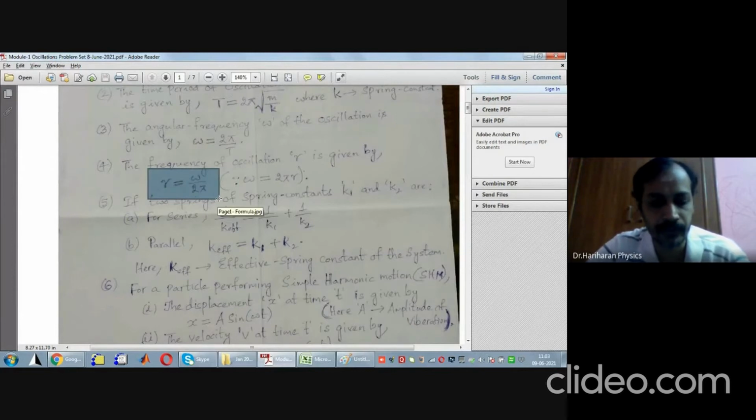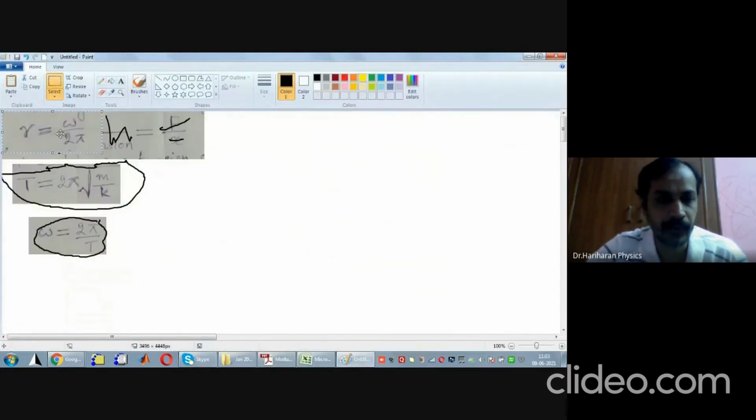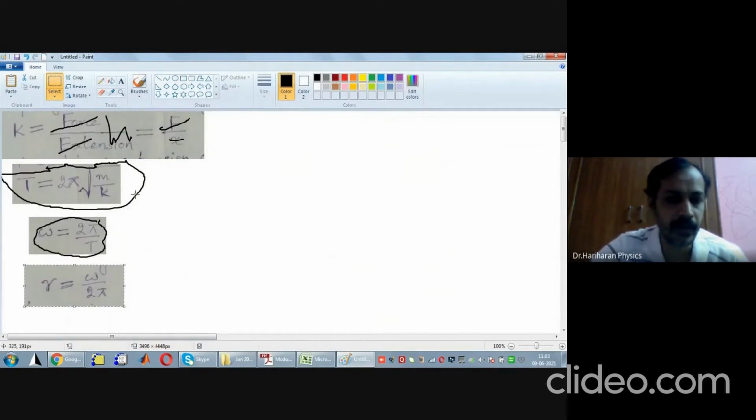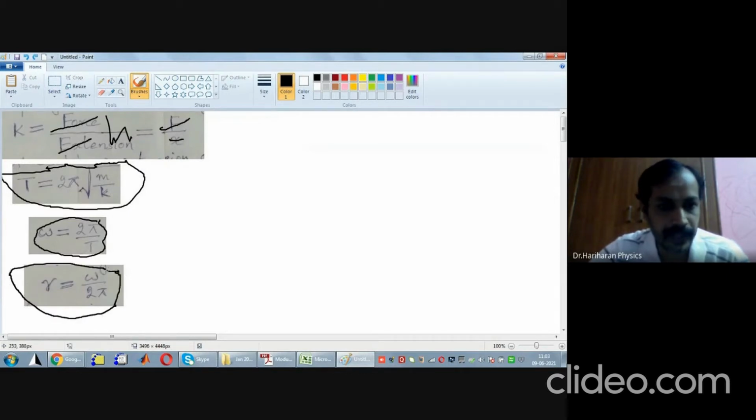Nu will be equal to, this is the fourth formula. The linear frequency is given by nu is equal to omega by 2 pi. Or it is the same as telling that omega is equal to 2 pi into nu. They are one and the same. Omega is equal to 2 pi into nu, or nu equal to omega by 2 pi. It's all nothing but the same equation put in different forms. That's all. This is the fourth formula.